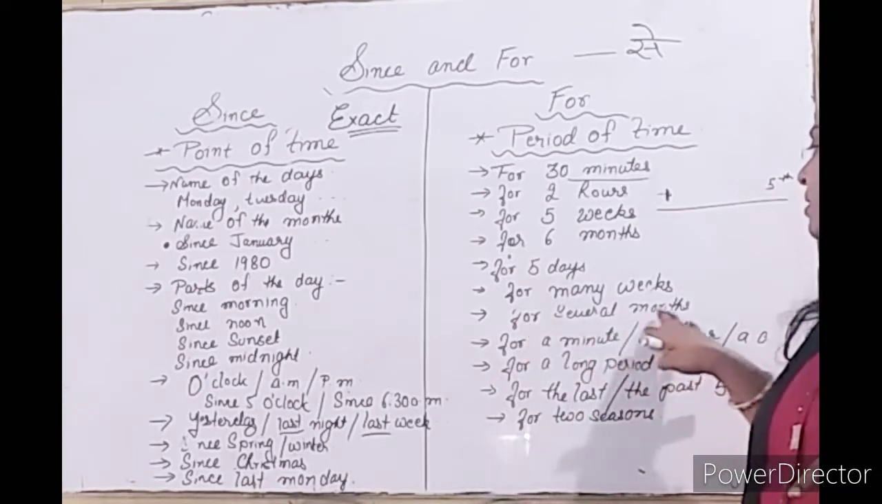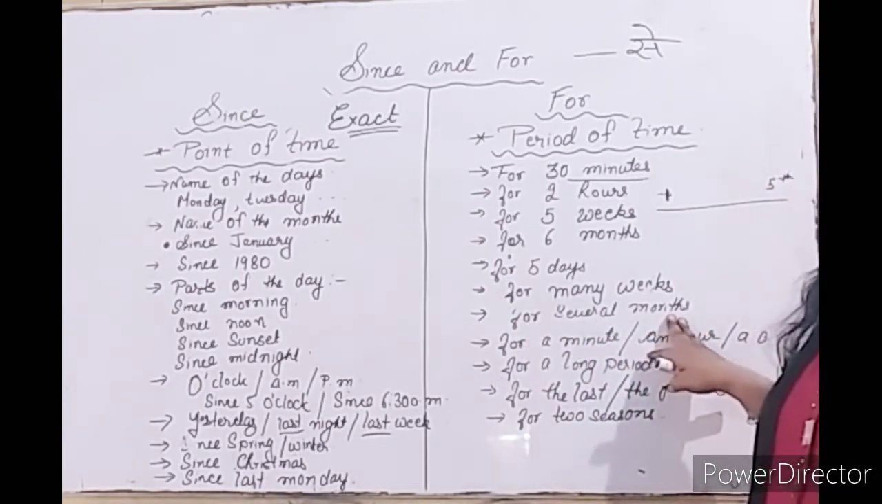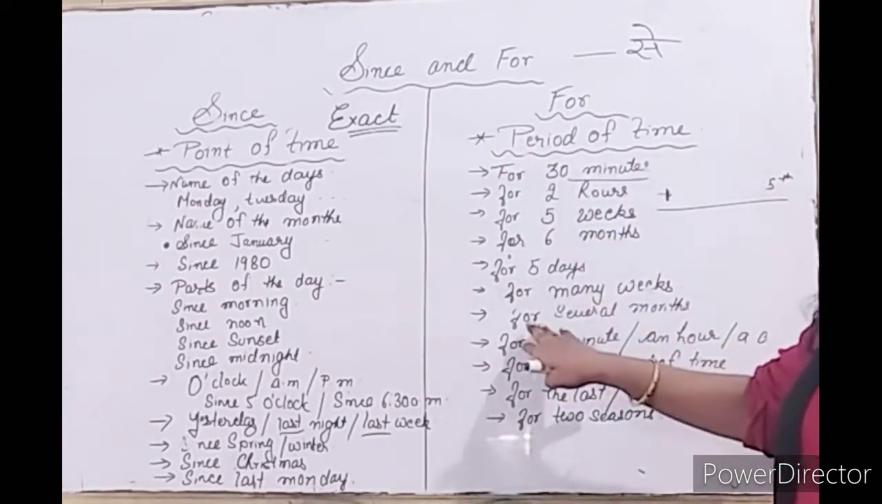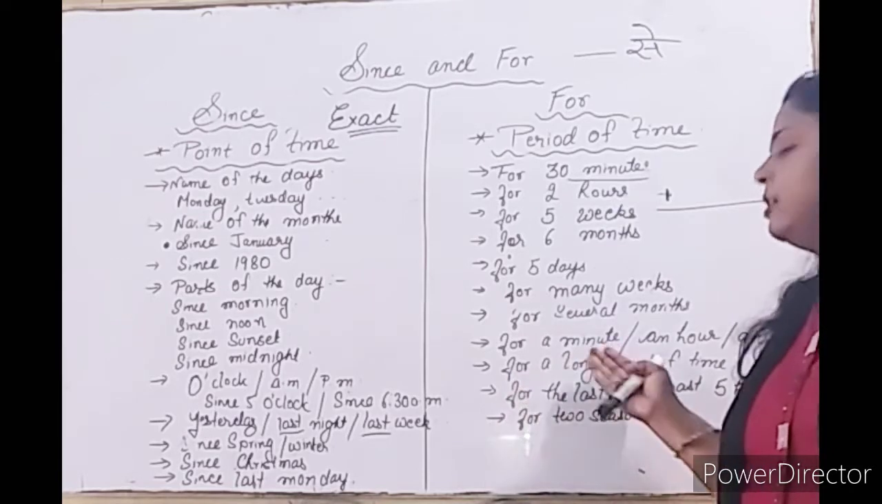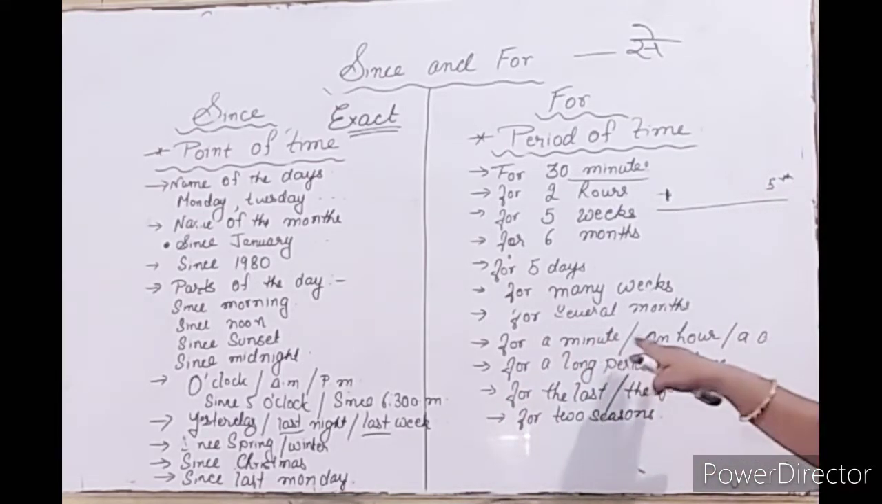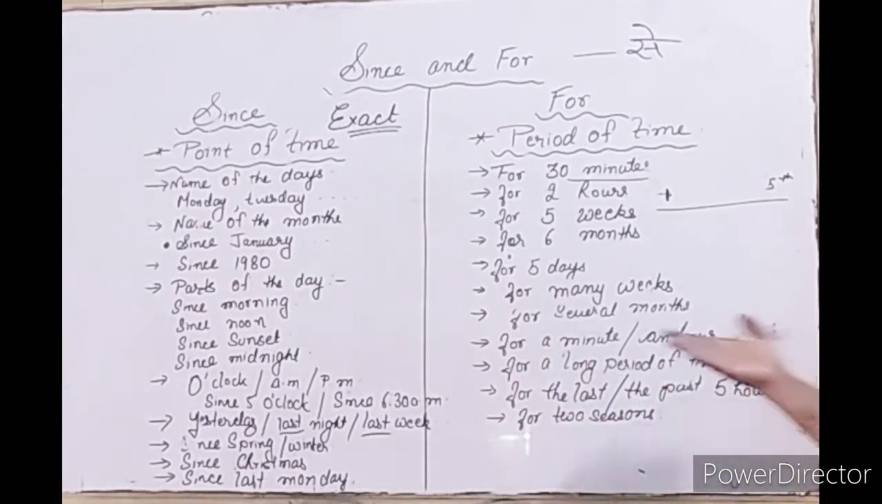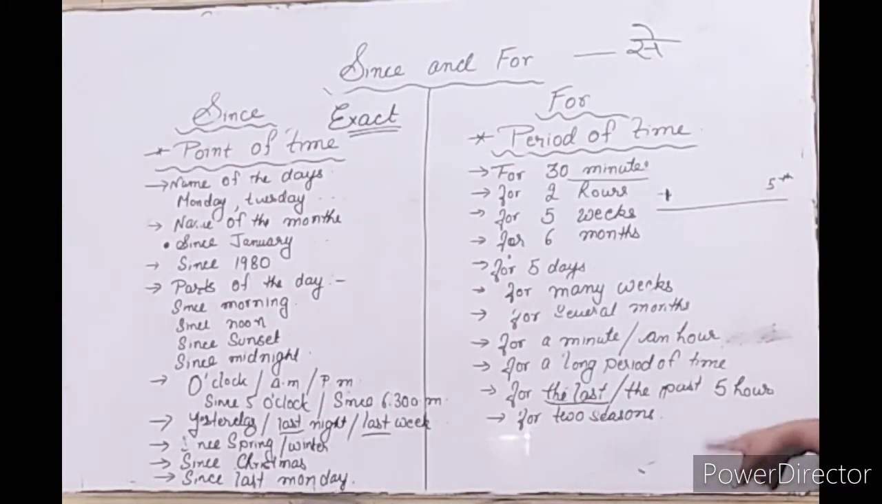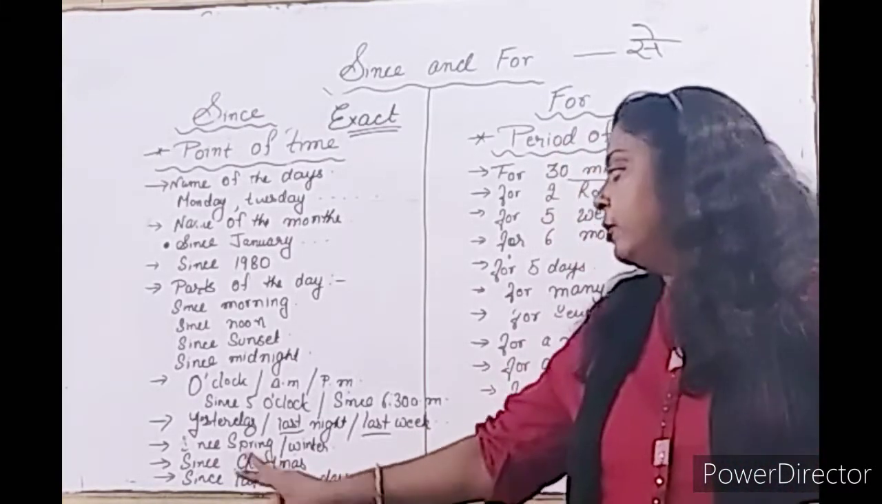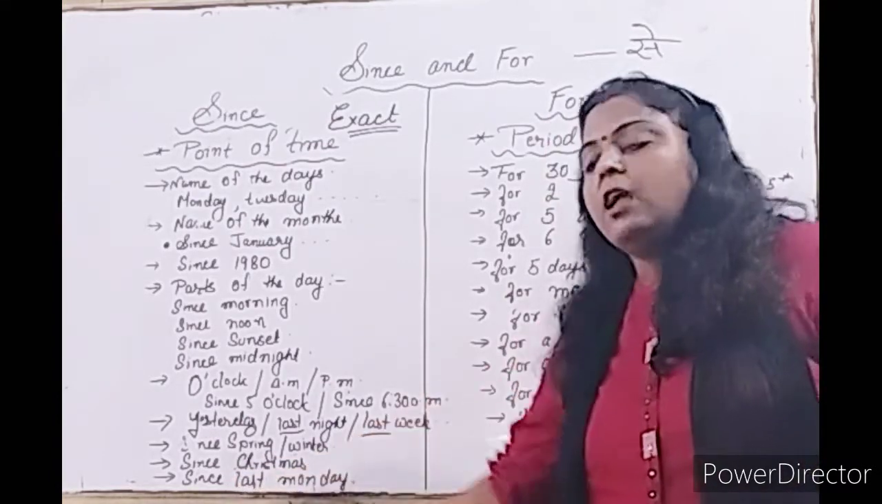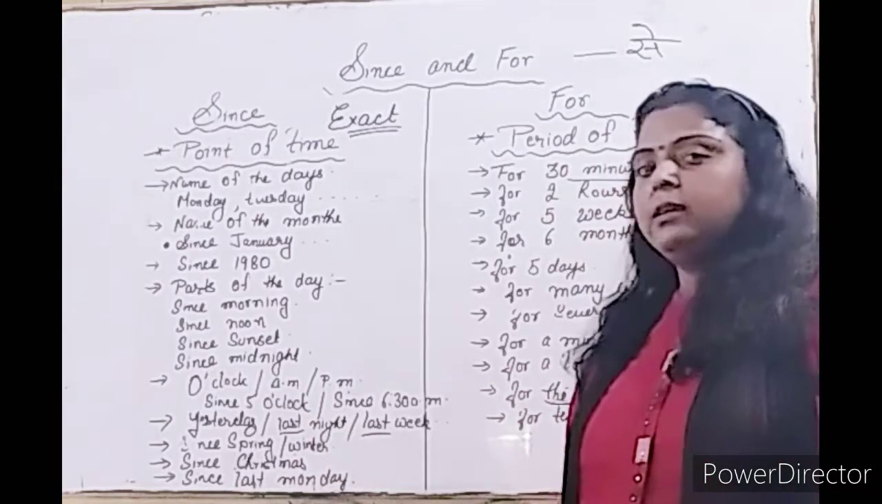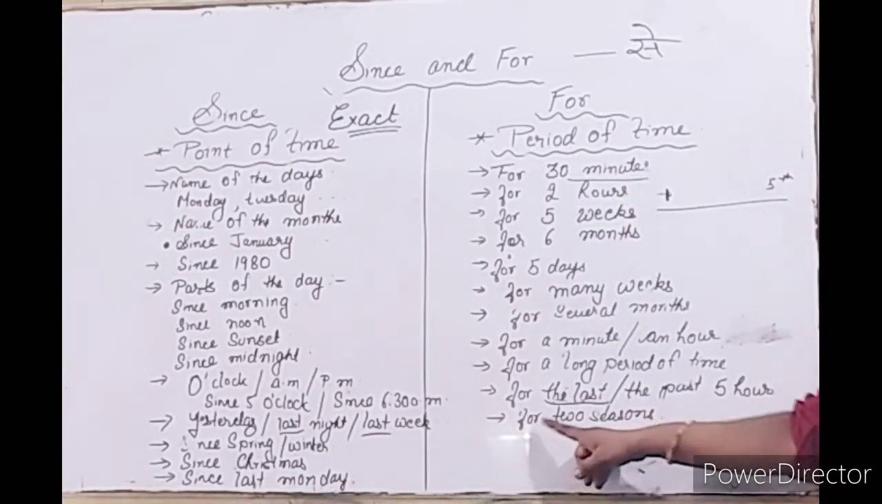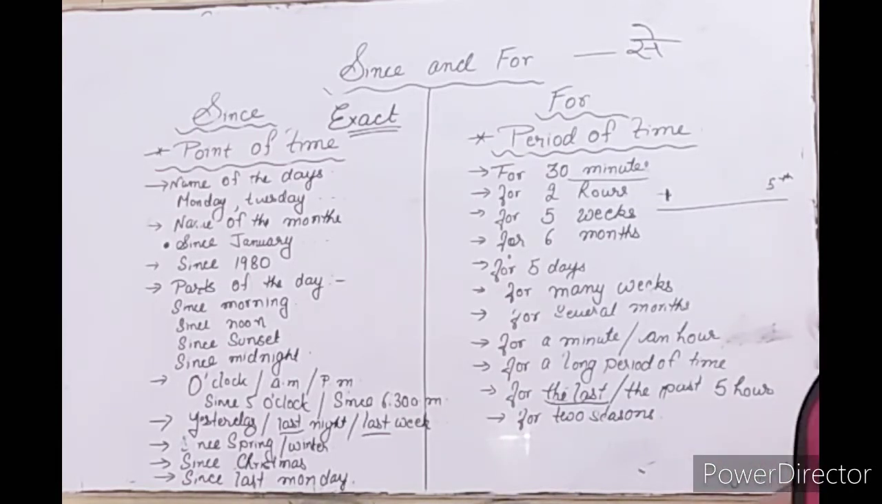The next one is for several months. Several months. The point is, it's not showing a point, it's showing a period of time. That's why we will use for here. The next one is for a minute, for an hour, for a long period of time. For the last 5 hours. Here when you are using a time which is not exact, before that you will use the last or the past. Always remember that. And for the exact time we are not using it here. We will only say last Monday, last night, last week. And the last one is for 2 seasons. Which 2 seasons? The person is not getting the exact figure. So that's why we will use for here.